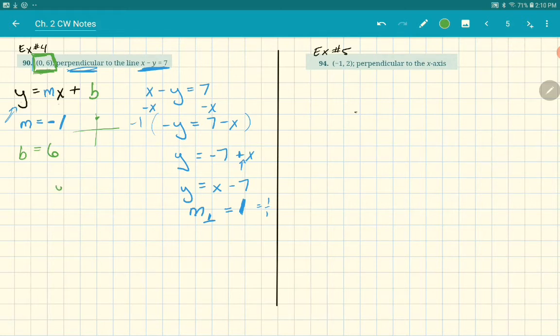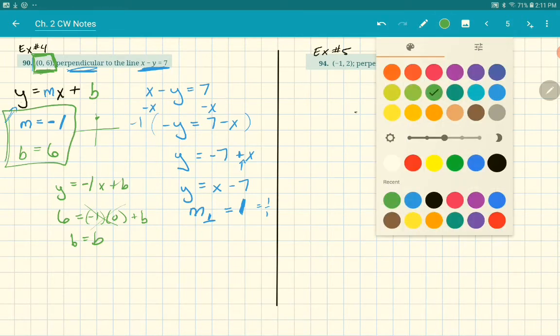If I didn't notice that, then I can always plug it into the equation, and I'd get y equals negative 1 for m, x plus b, and I'm going to plug in that (0, 6), so I get 6 for y, x was 0, plus b. And solving for b, this middle term drops out because of the 0, and I get 6 equals b. So now I have all the information I need to write a line.